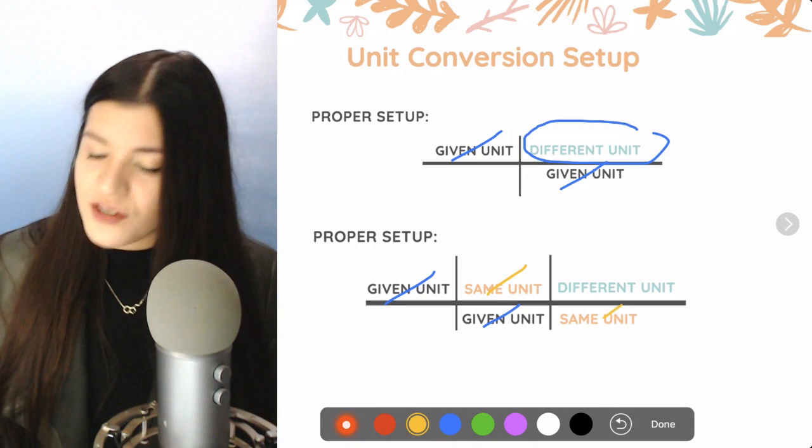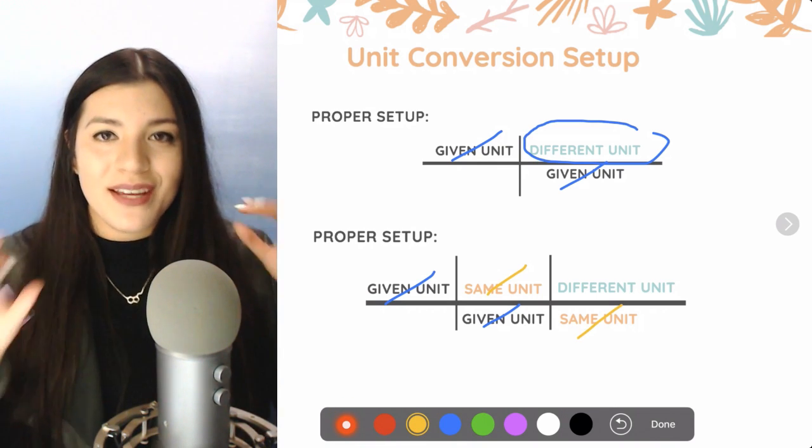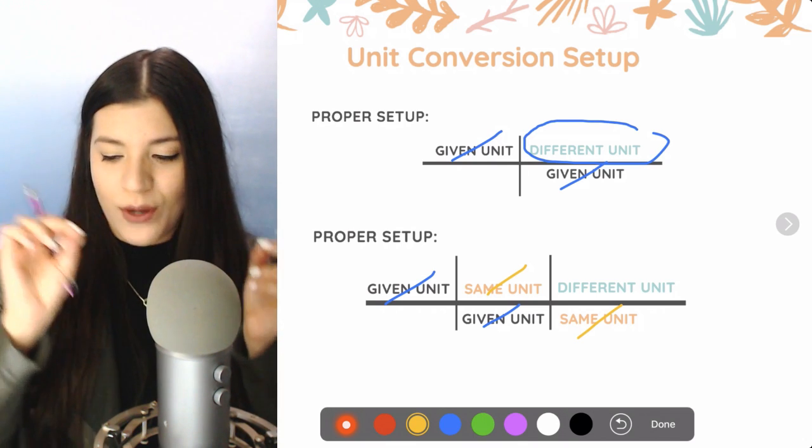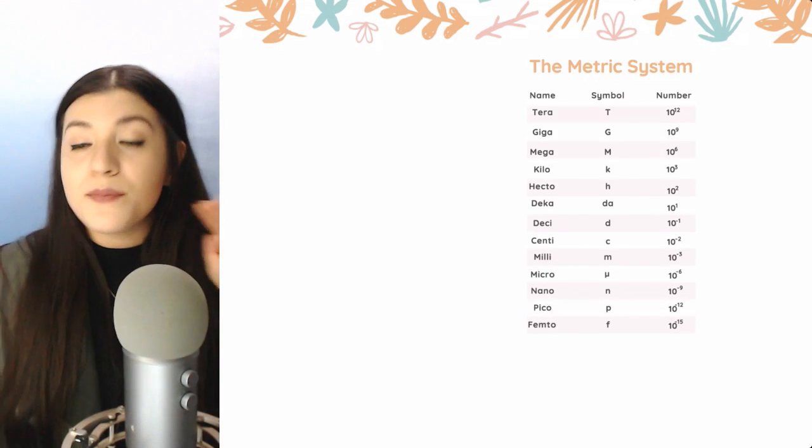And I think you guys are starting to get the point where really it's just canceling out the units, putting them across from each other and going to the next step. So let's continue with this and let's see what else we have. So let's start off with the metric system.